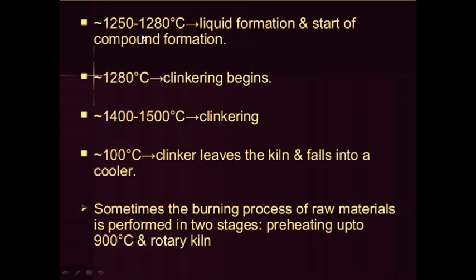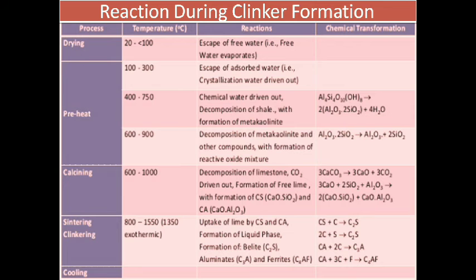At 1250 to 1280 degrees Celsius, there is liquid formation and the start of compound formation. At 1280 degrees Celsius, the clinkering begins. At 1400 to 1500 degrees Celsius, clinkering continues. At 100 degrees Celsius, the clinker leaves the kiln and falls into the cooler. Sometimes the burning process of raw materials is performed in two stages, that is, preheating up to 900 degrees Celsius and then the rotary kiln. So, the reactions during the clinker formation.